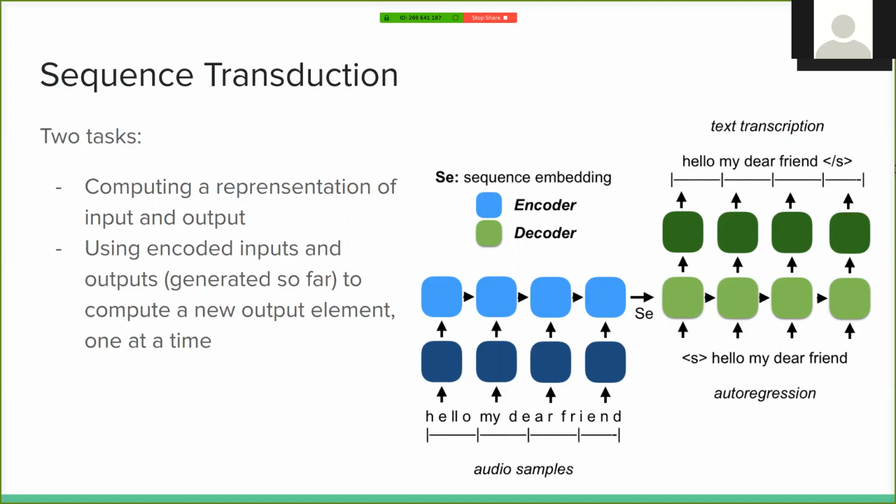The important thing is that here the input is being transformed. We're computing a representation of the input that then goes in the decoder. The decoder is then using all of the inputs, but also all of the outputs produced so far in order to generate a new output element one at a time. This property of using all of the inputs and all the outputs so far is known as an autoregressive model.